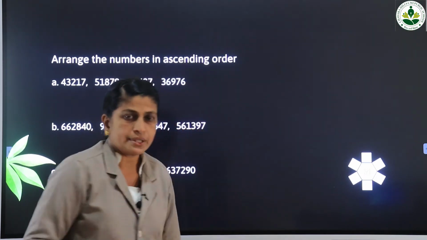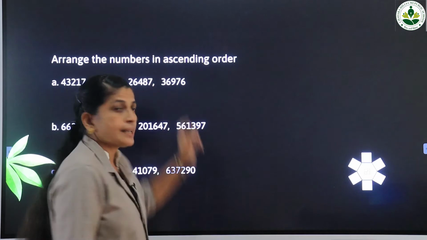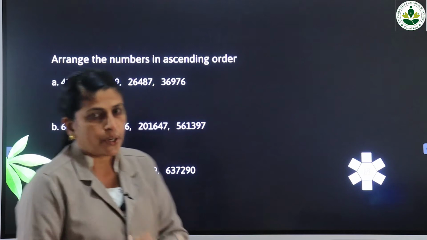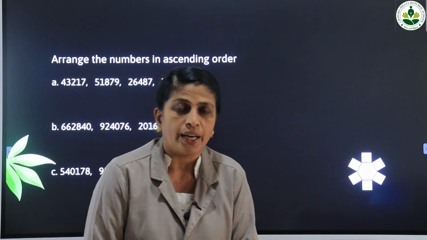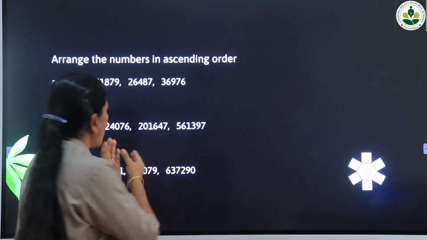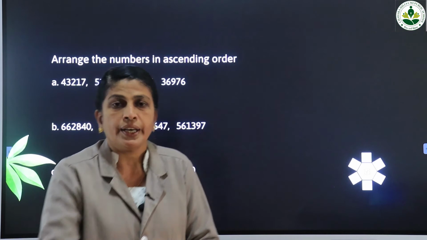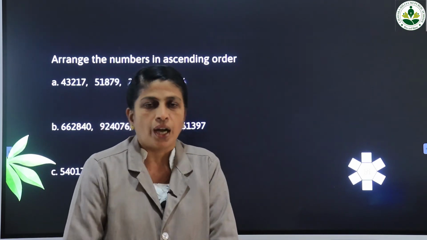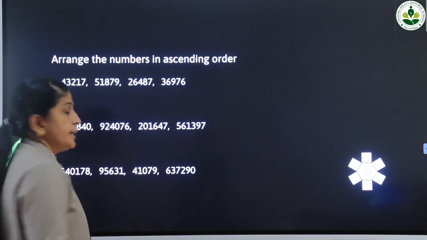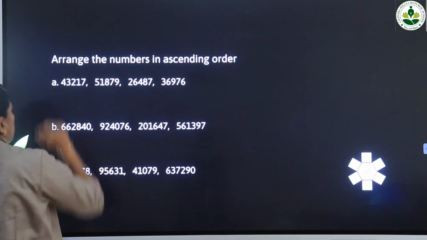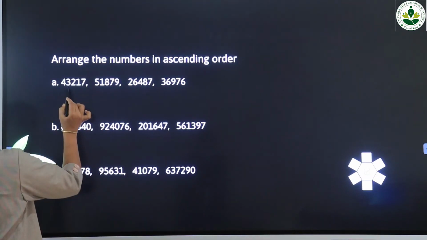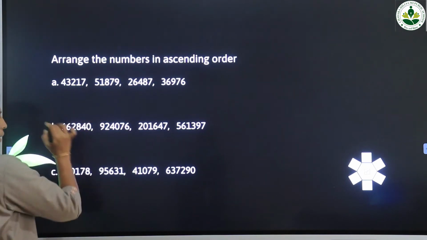Okay, here are some examples. Arrange the numbers in ascending order. First we need to write the smaller number first. To find the smaller number, we need to count the number of digits in the given set of numbers. In each number, we need to count the number of digits. The first number contains how many digits? How many digits are there in the first number? 1, 2, 3, 4, 5.